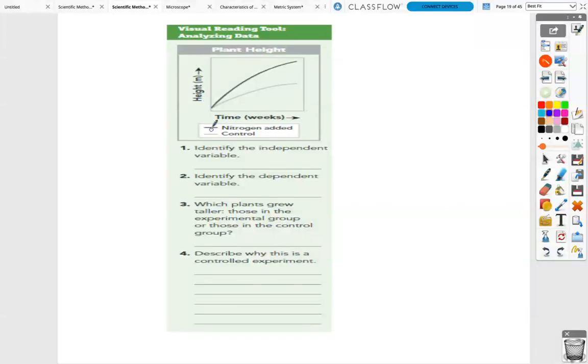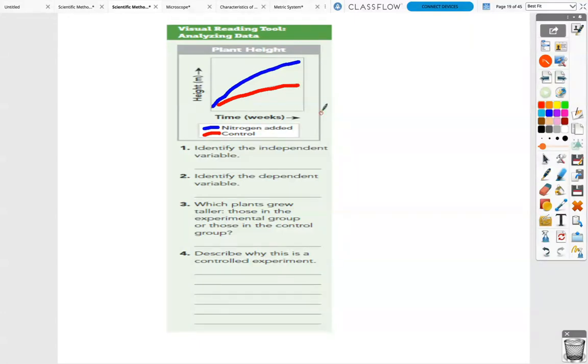Below that, we have two different lines. We have one nitrogen, and then the other, which is our control. I'll just do those in two different colors, so that'll make it a little bit brighter for you. So this is our nitrogen line right here. And then this is our control group. Remember, our control group will not have our independent variable. And so that's our control group.